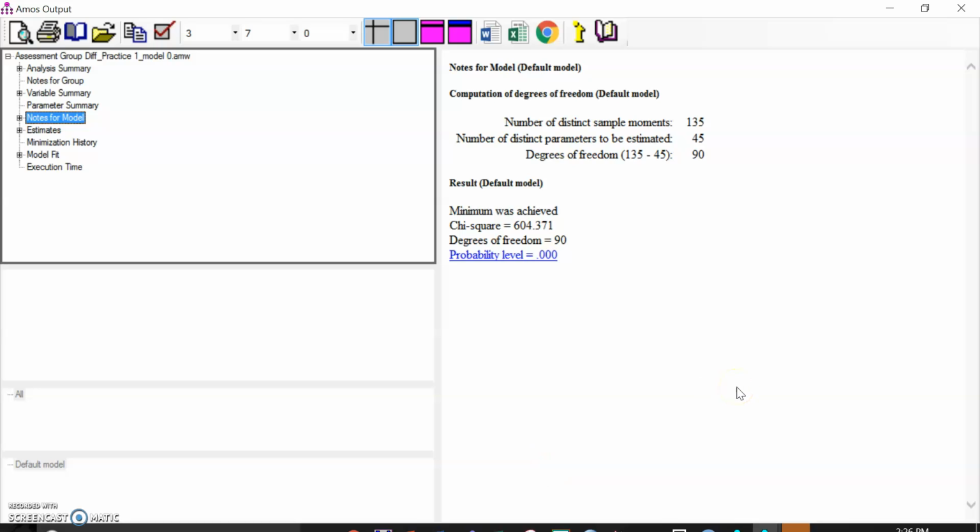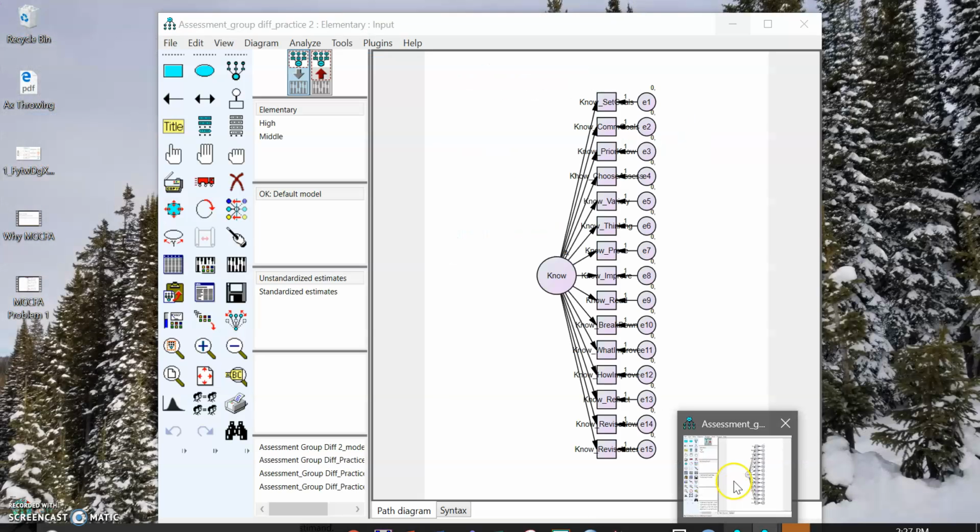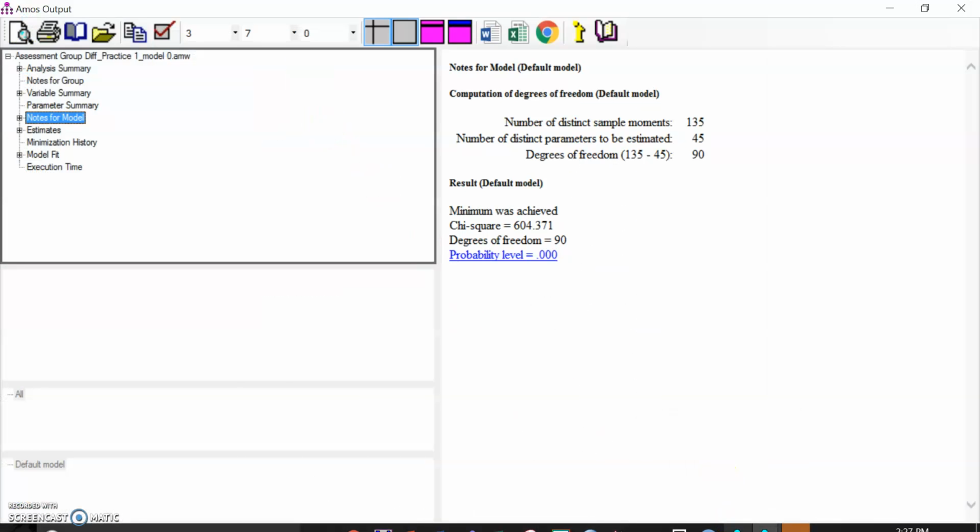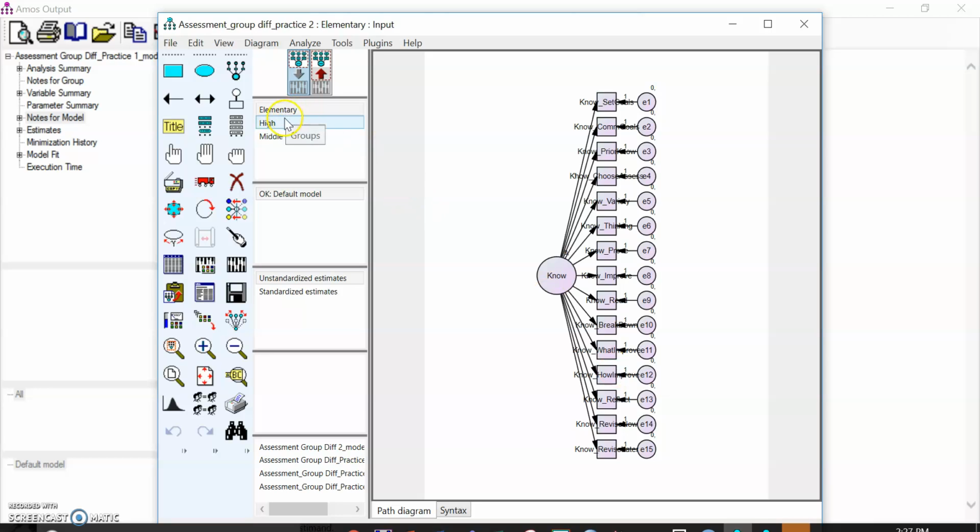Okay, so this time we're not testing male, female, we're testing age group that they are teaching. So middle, elementary, and high school. So we have our same base model. We don't need to change anything here. And here what is changed is we have three groups, elementary, middle, and high. So the whole model is split by those three groups.